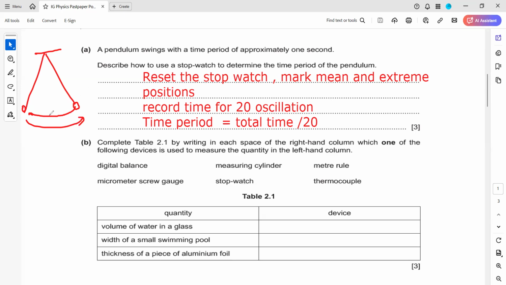So first we mark the mean and extreme positions, we reset the stopwatch, and we record the time for 20 oscillations. Because when we record the time for 20 oscillations, it will reduce the error due to the reaction time as well as reduce the percentage uncertainty.